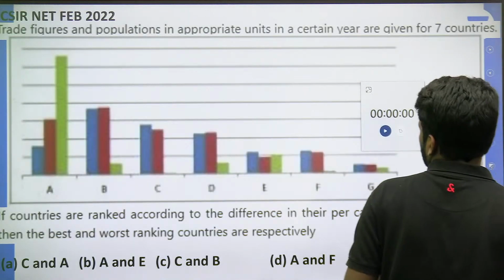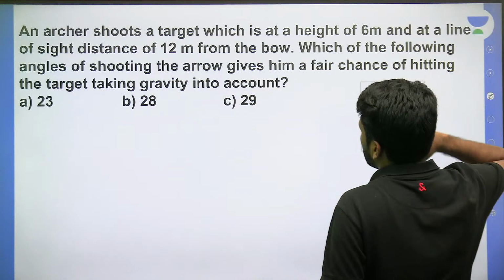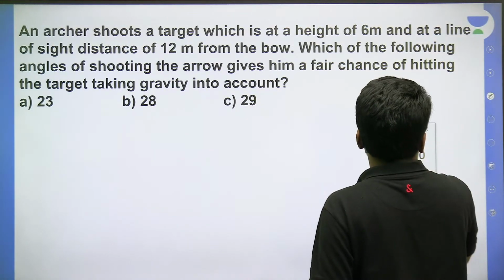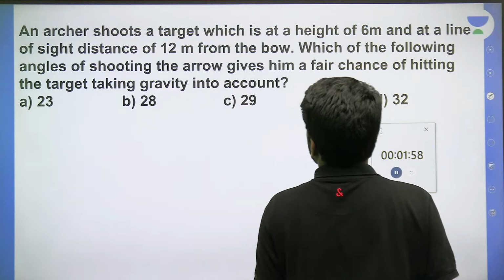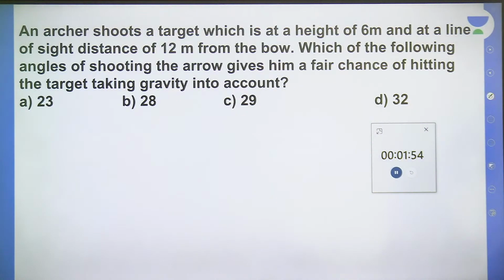What is the answer? Okay, this one we'll discuss later. Try this. This is a very interesting question. All these are questions of February 2022.